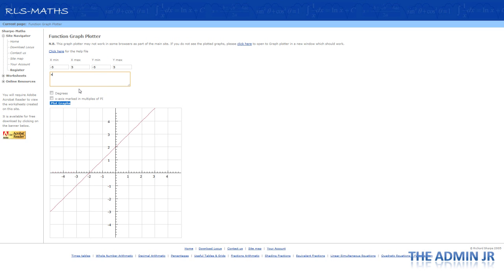Now I'd like you to try and picture that in your head, if you can, because I'm willing to guess it's going to look something like that. So there is our basic quadratic, y equals x squared. Nothing particularly exciting about it.